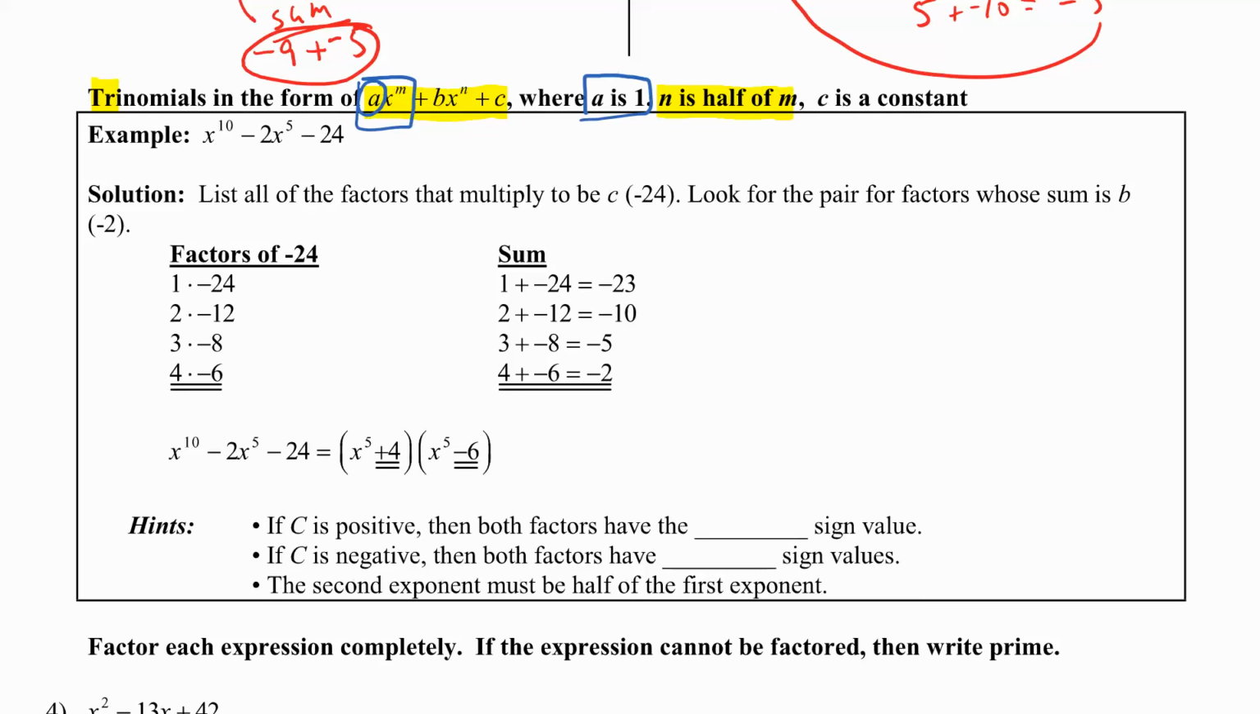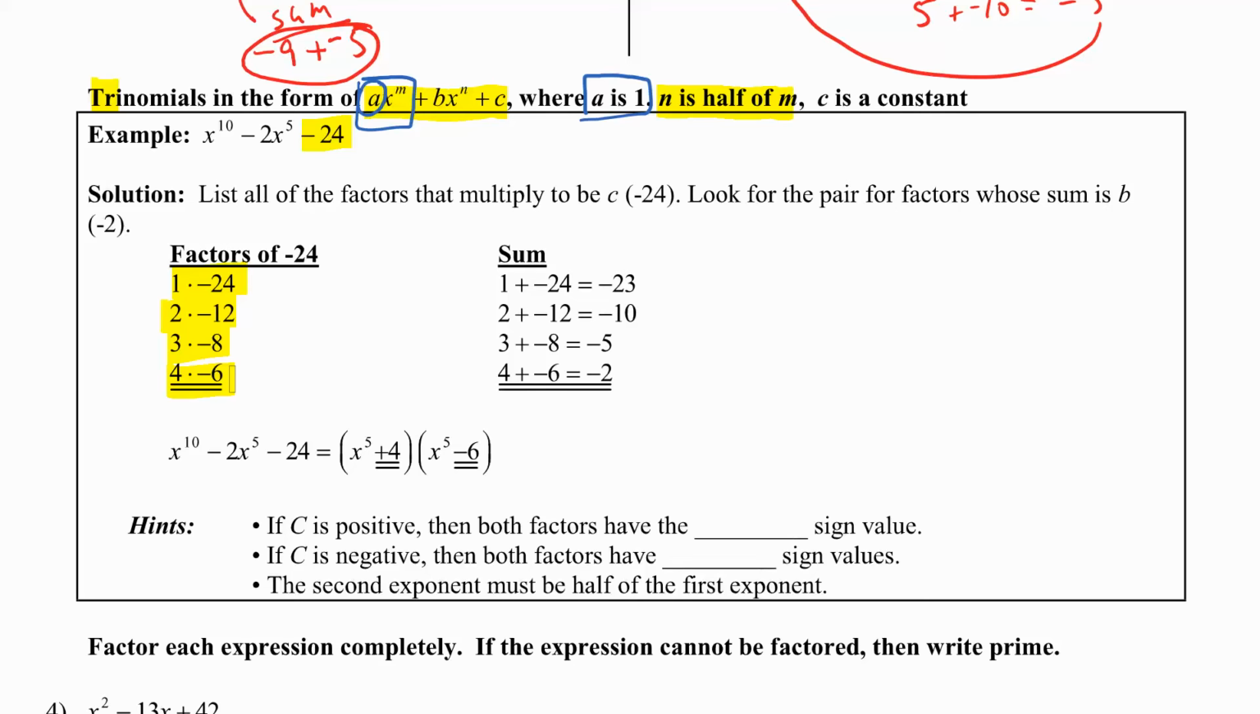So we first double check. We look at those exponents. 5 is half of 10, and it's a trinomial, so we can go ahead and use this technique. What we're going to look for are numbers that multiply to be negative 24. Here I just listed all the factors, all the ways that we could multiply to get negative 24.